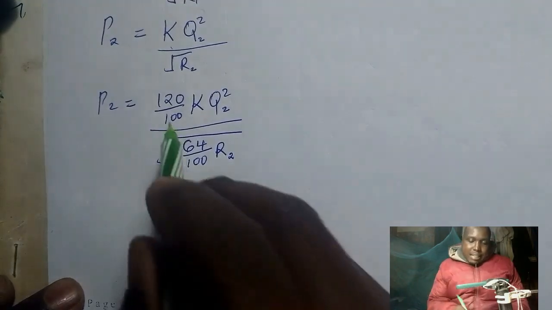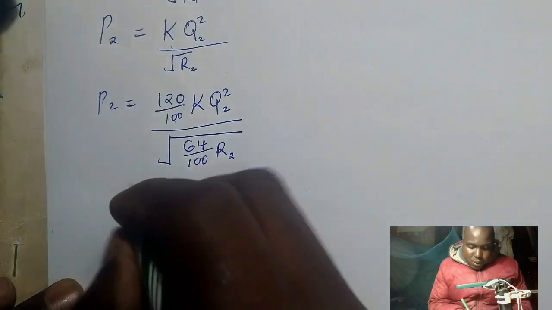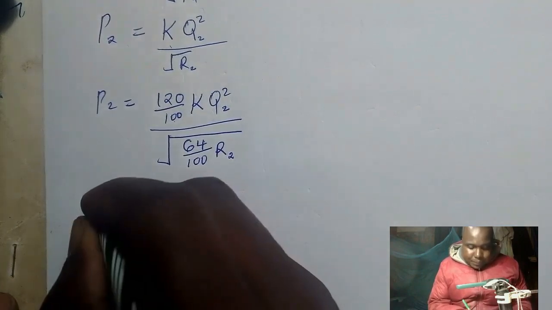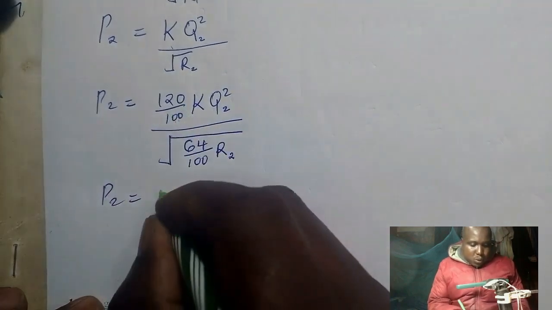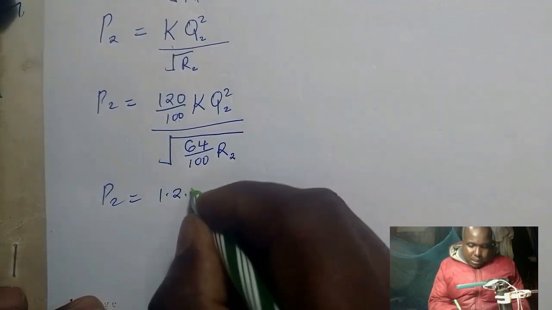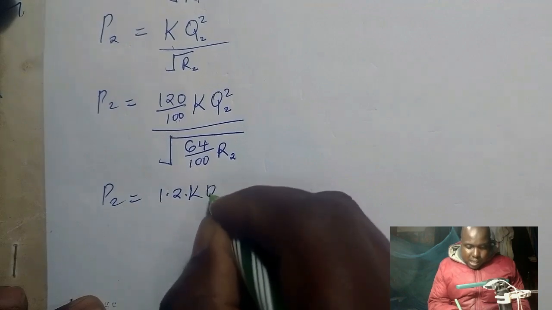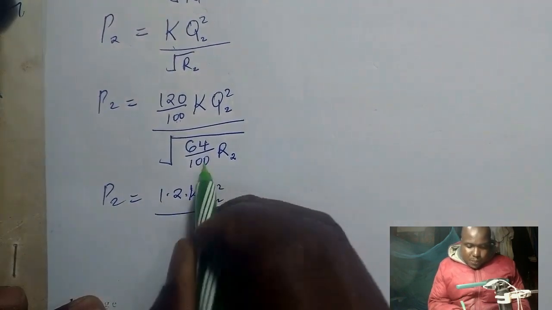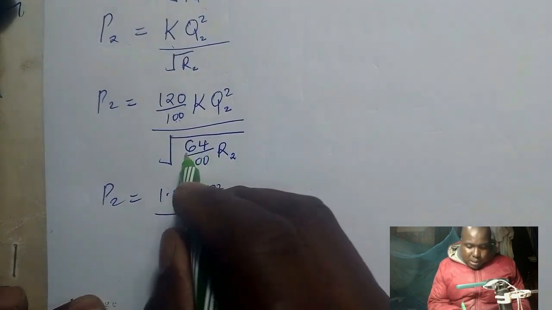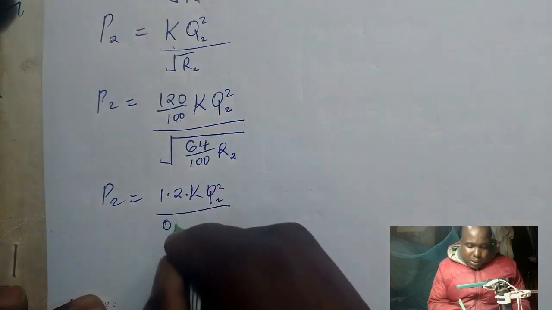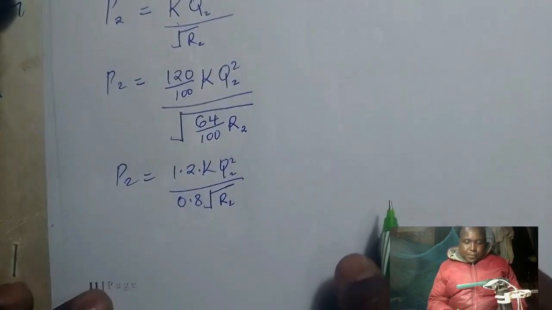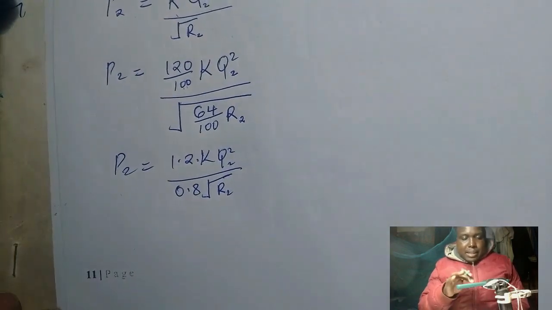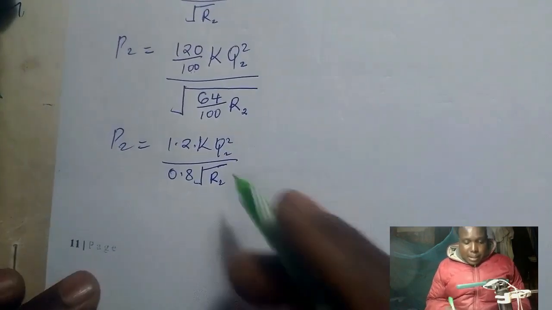So next, let's divide by this. We are going to have P2 equal to 1.2 K Q2 squared over the square root of 0.64, which is 0.8, times R2. So just divide the numbers. Let me go to the side.